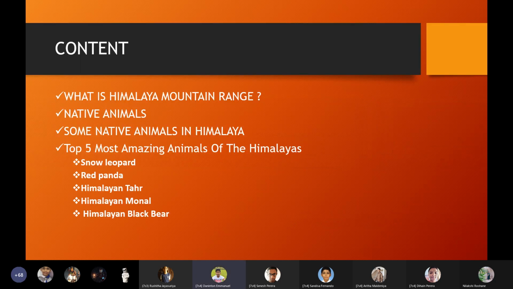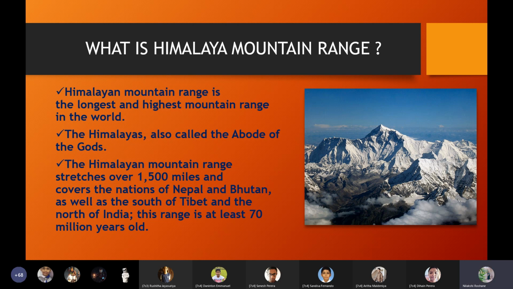First, let's see what the Himalayan mountain range is. The Himalayan mountain range is the longest and the highest mountain range in the world. The Himalayas are also called the abode of gods. The range stretches over 1,500 miles and covers the nations of Nepal and Bhutan, as well as south Tibet and the north of India. This range is at least 70 million years old.